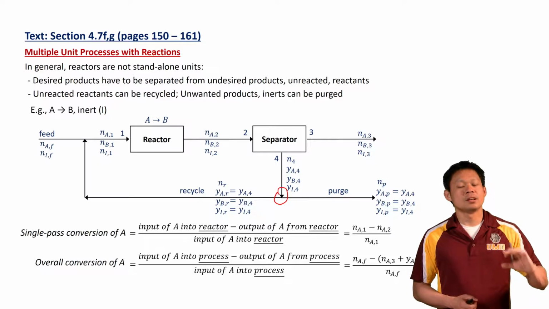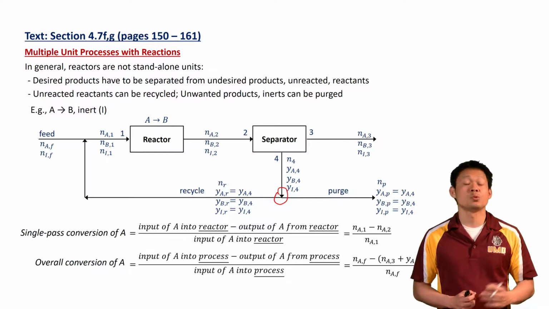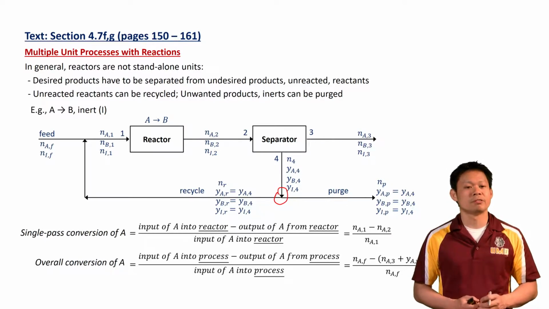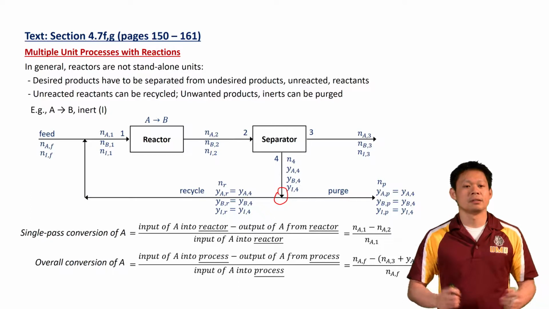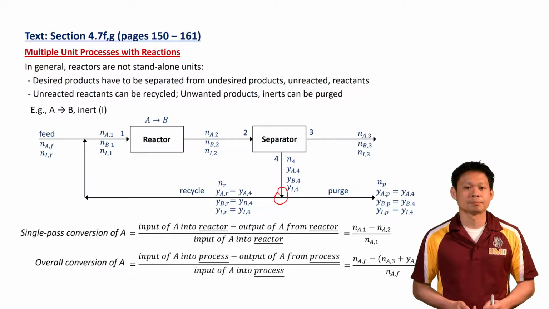So these two, again, are equations or process specifications we could potentially use to reduce our degrees of freedom. Which systems will they affect? In terms of the single pass conversion, this is related to the reactor. In the case of the overall conversion, this will be related to the overall process.